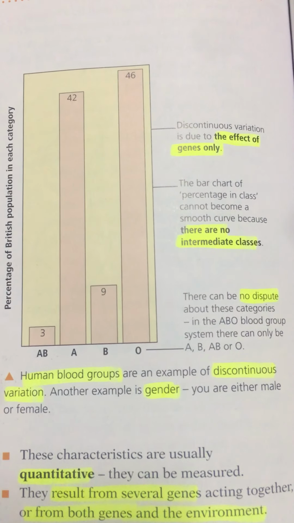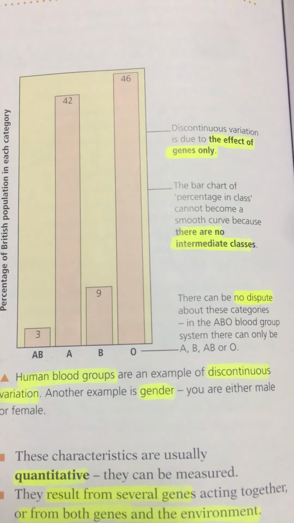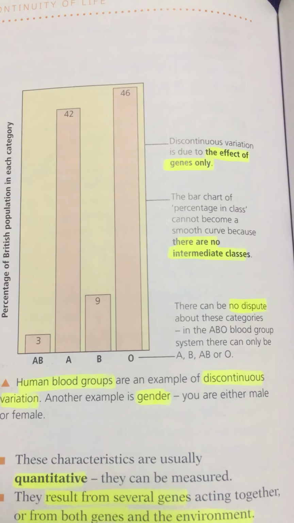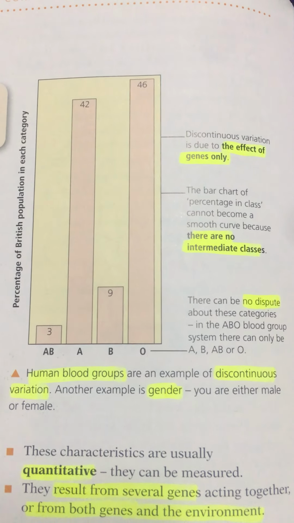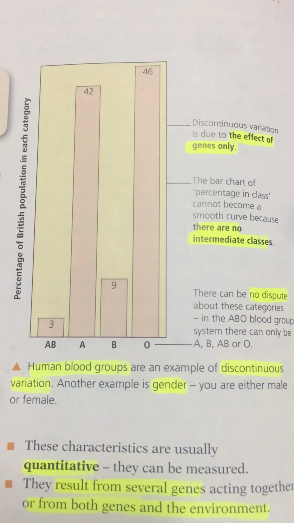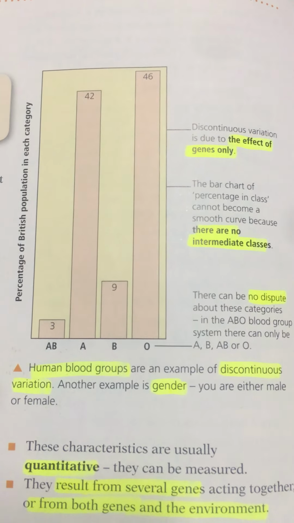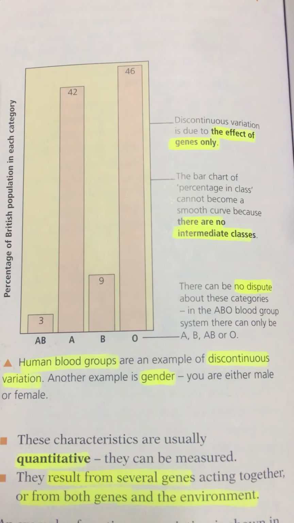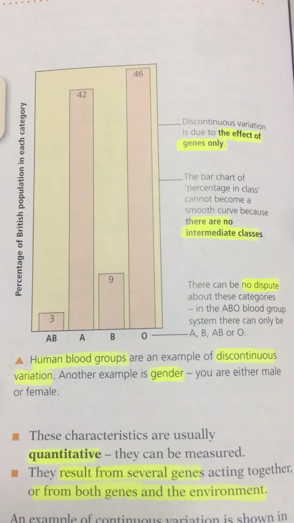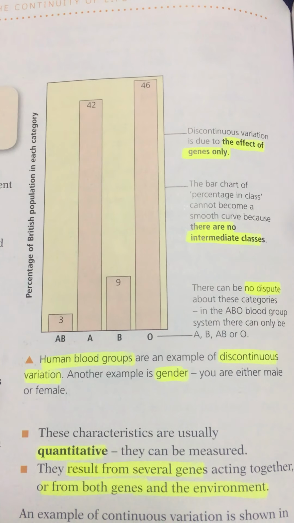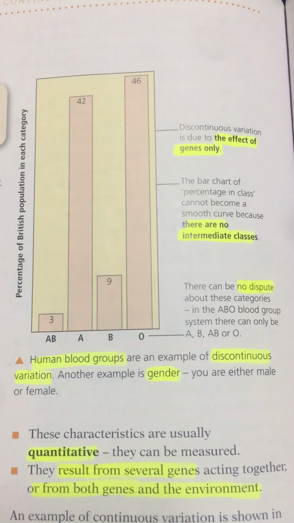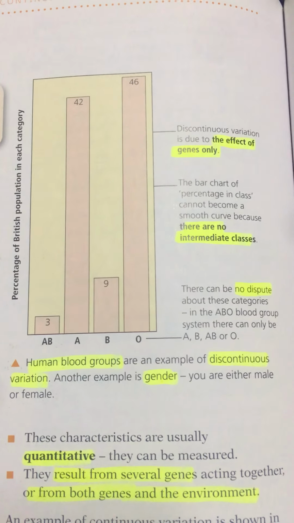So we don't have another choice. We only have four types of blood. Because we have only four types and we cannot make another new type, this type of variation is discontinuous variation. And also for gender, we have only two genders, either male or female. So you cannot be a third gender. The normal characteristic here is whether you are male or female.